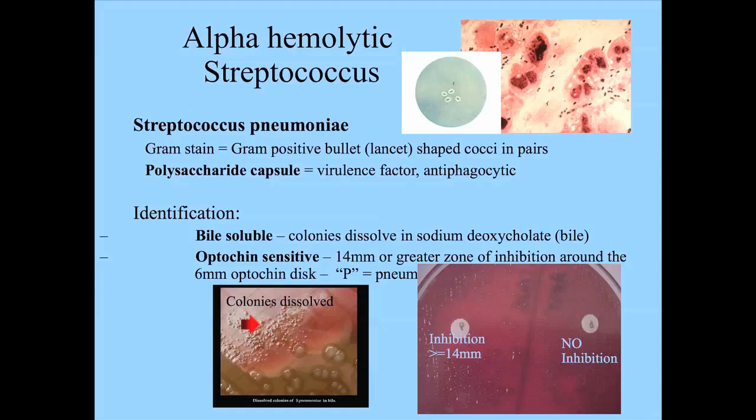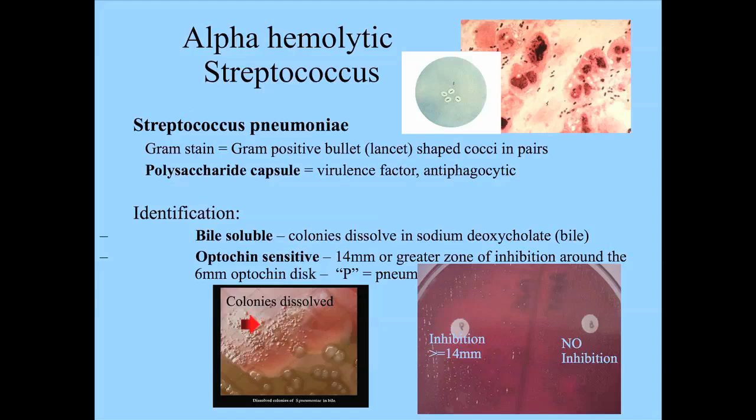Identification of strep pneumo is all about the bile solubility reaction and optochin sensitivity. The bile solubility reaction, if you look at the plate on the left, on the bottom picture on the left-hand side, you'll see that this plate has had bile solution or sodium deoxycholate placed on top of the colonies. The colonies actually dissolve after about 15 minutes if you're dealing with strep pneumo, hence the name bile soluble.